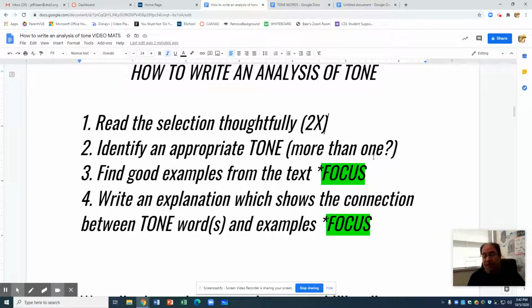The third step is to find good examples from the text. What's a good example? Well, it kind of depends on the piece, but you want to find more examples than you know you're going to use. That way you know that you've got a good base to start from. And that's one of the areas we're going to focus on, is how to work with those examples. And then finally, you need to actually write the explanation.